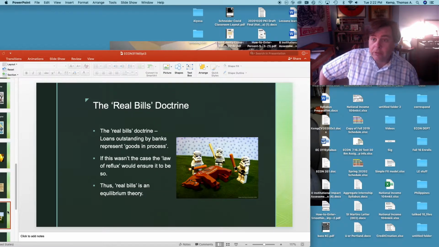Okay, the banking school relies upon an idea known as the real bills doctrine. And here we have a little cartoon. I Google searched real bills doctrine and images the other day, and this is one of the images that came up.